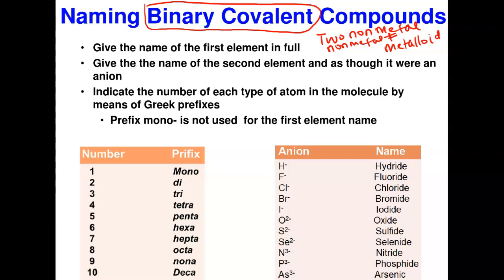So how do we name it? First, you give the name of the first element in full. So you name the first element as though it is a cation, just like we did in ionic compounds. Then the second element, you give the name as if you're naming it as an anion. Remember, if you're going to name something as an anion, it means you take the stem name, or what we call the root name, and then add IDE to it. So you drop the last few letters, and then use IDE.